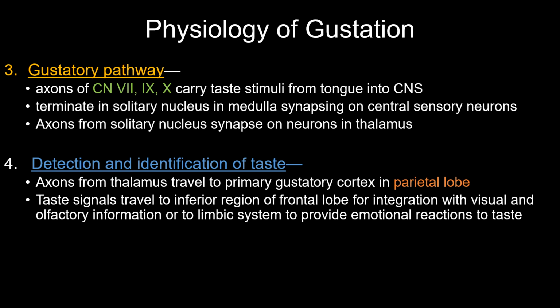And the primary gustatory cortex is going to be responsible for integrating all of that incoming stimuli. That leads to an awareness, especially an identification of a particular taste. Now, once the insula integrates that signal, it may also be relayed to the inferior part of the frontal lobe. And this is sort of where they're integrated with visual and olfactory stimuli to form a quote-unquote complete picture of what you're eating. And so to your limbic system, this produces an emotional reaction to taste, either pleasant or unpleasant.